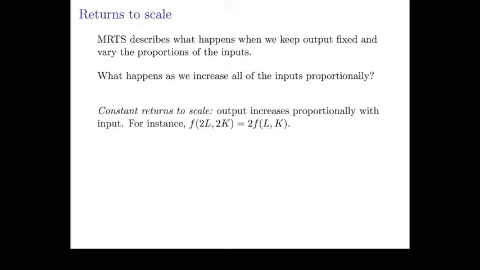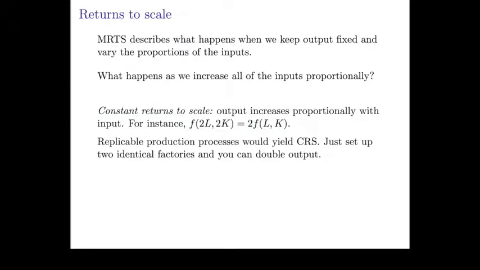For example, let's suppose we start with L units of labor and K units of capital, and we multiply both of the inputs by 2. We double them both. Well, if that is simply equivalent to doubling the output, so if doubling the inputs leads to a doubling of the outputs, or you multiply the inputs by any given number, let's say 5 or 10 or 20 or whatever it may be, and that just multiplies the output by the same number, we say that that's constant returns to scale. So the output increases proportionally with the input.